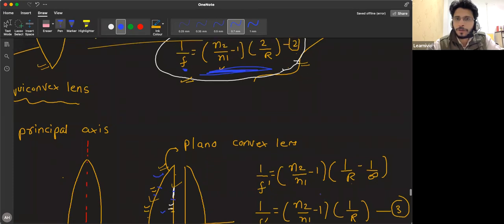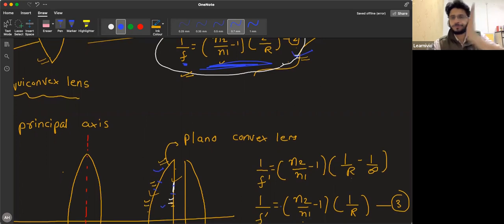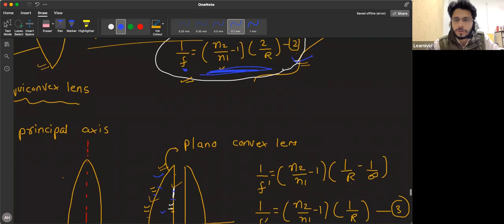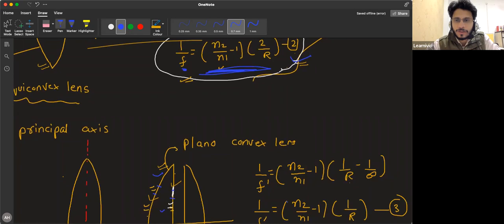So if I compare this from this, this is equation number 2, and this is equation number 3. This F is the focal length of your equiconvex lens, and this is the focal length of your plano convex lens. Miraj, can you compare these two equations, 2 and 3? Which one is greater? 2 is greater or 3 is greater?